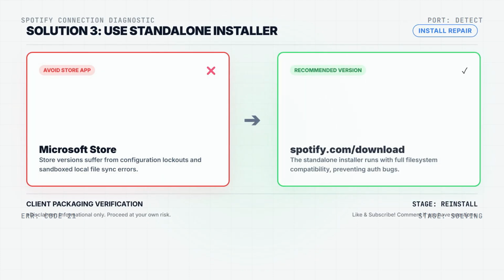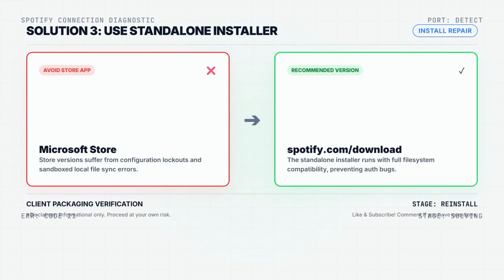Windows Store versions of Spotify are prone to installation bugs. Uninstall the app completely. Visit the official Spotify website and download the standalone desktop installer instead. This bypasses store package errors and installs a clean version.